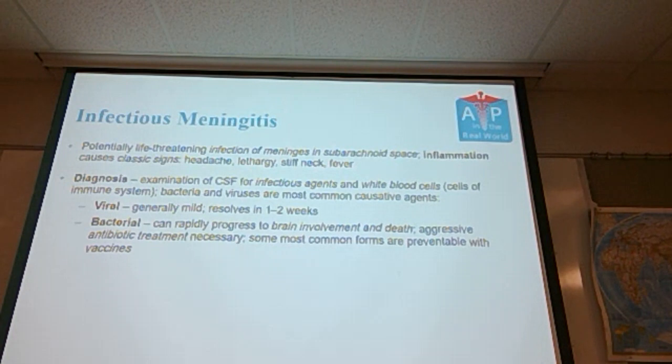The only way this can be diagnosed is by examination of the cerebrospinal fluid for infectious agents and white blood cells. Bacteria and viruses are the most common causative agents. Viral meningitis is generally mild and usually resolves itself within 1 or 2 weeks. Bacterial meningitis, on the other hand, can rapidly progress to the brain's involvement and death. Aggressive antibiotic treatment is necessary, and some of the most common forms are preventable with, again, I don't like that word, but we will use it, vaccines.